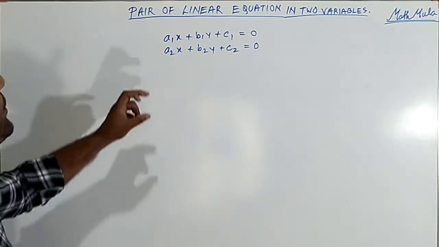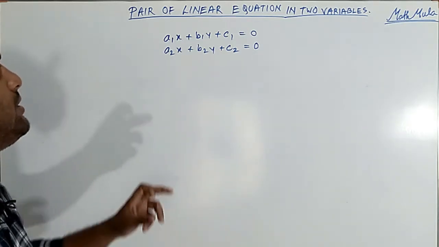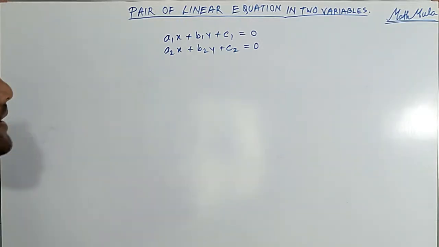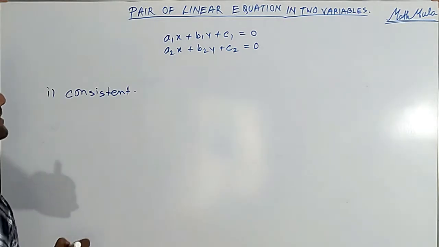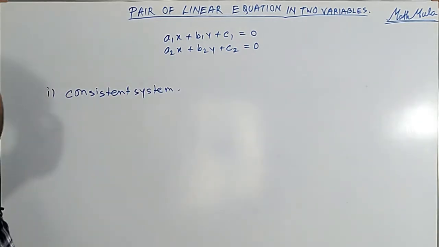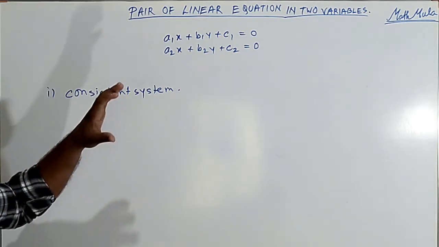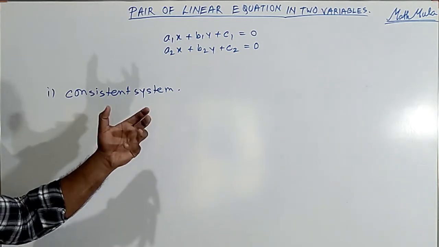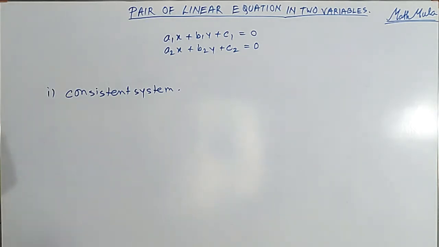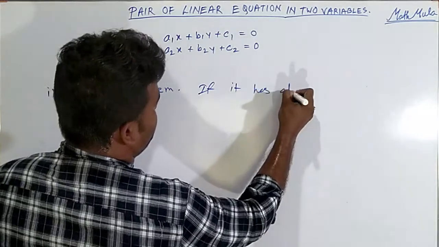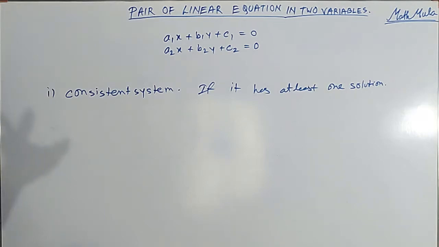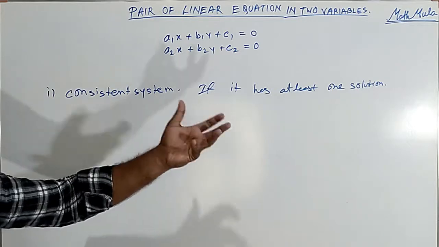For the existence of solutions of this pair of linear equations or this system of linear equations, we can divide the system into two types. First is the consistent system. Now what is a consistent system? If the pair of linear equations has at least one solution, then the system is called a consistent system. At least one solution means the system of linear equations has a unique solution or infinitely many solutions.